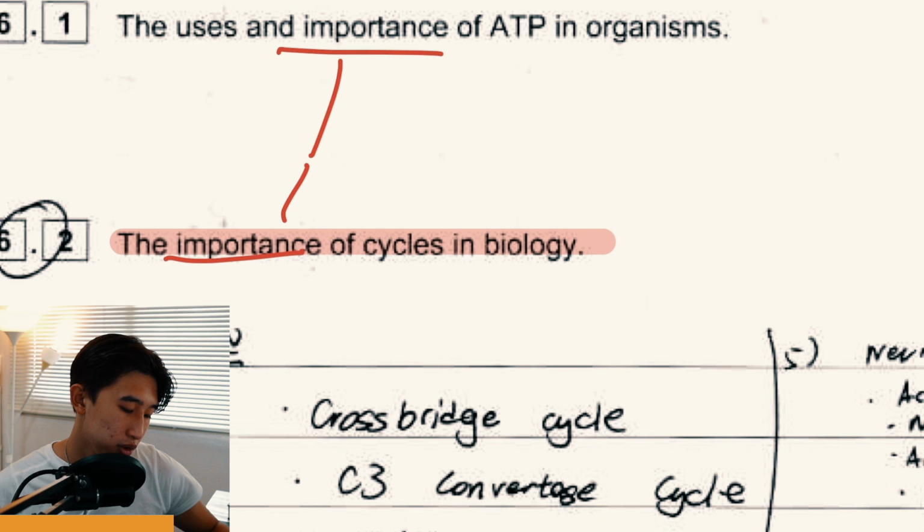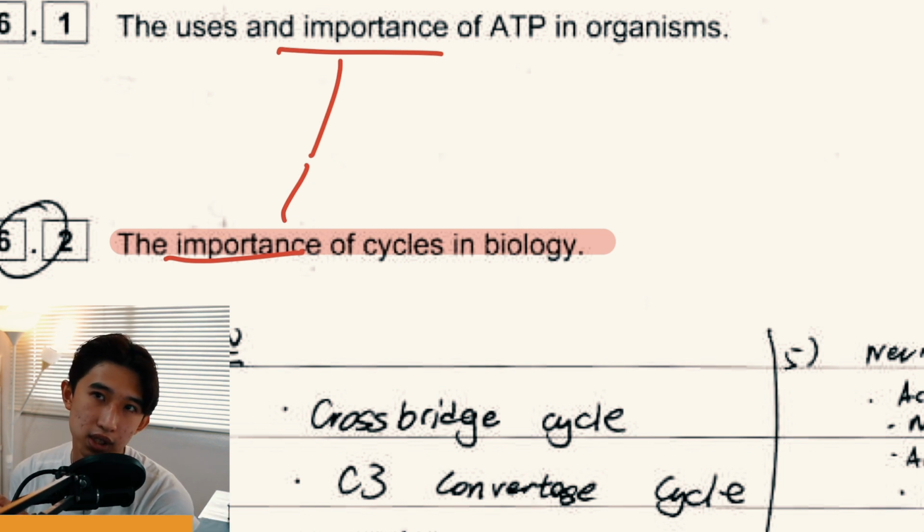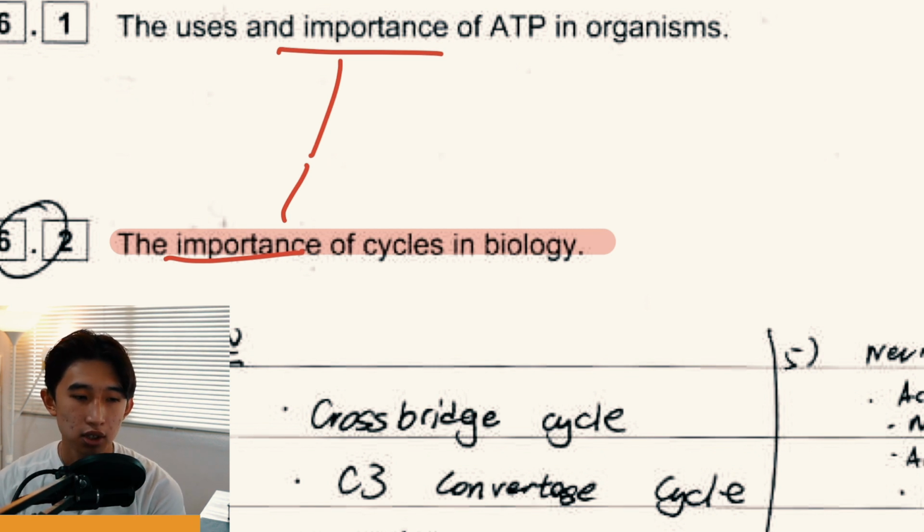So for example, if you're talking about the uses and importance of ATP, you could say that ATP is used in muscle contraction with the myosin and actin filaments. You could say ATP is used in active transport for the conformational change of carrier proteins. There's a lot of stuff you could say with ATP, but if you're just saying it, you're not actually linking, why is muscle contraction important?